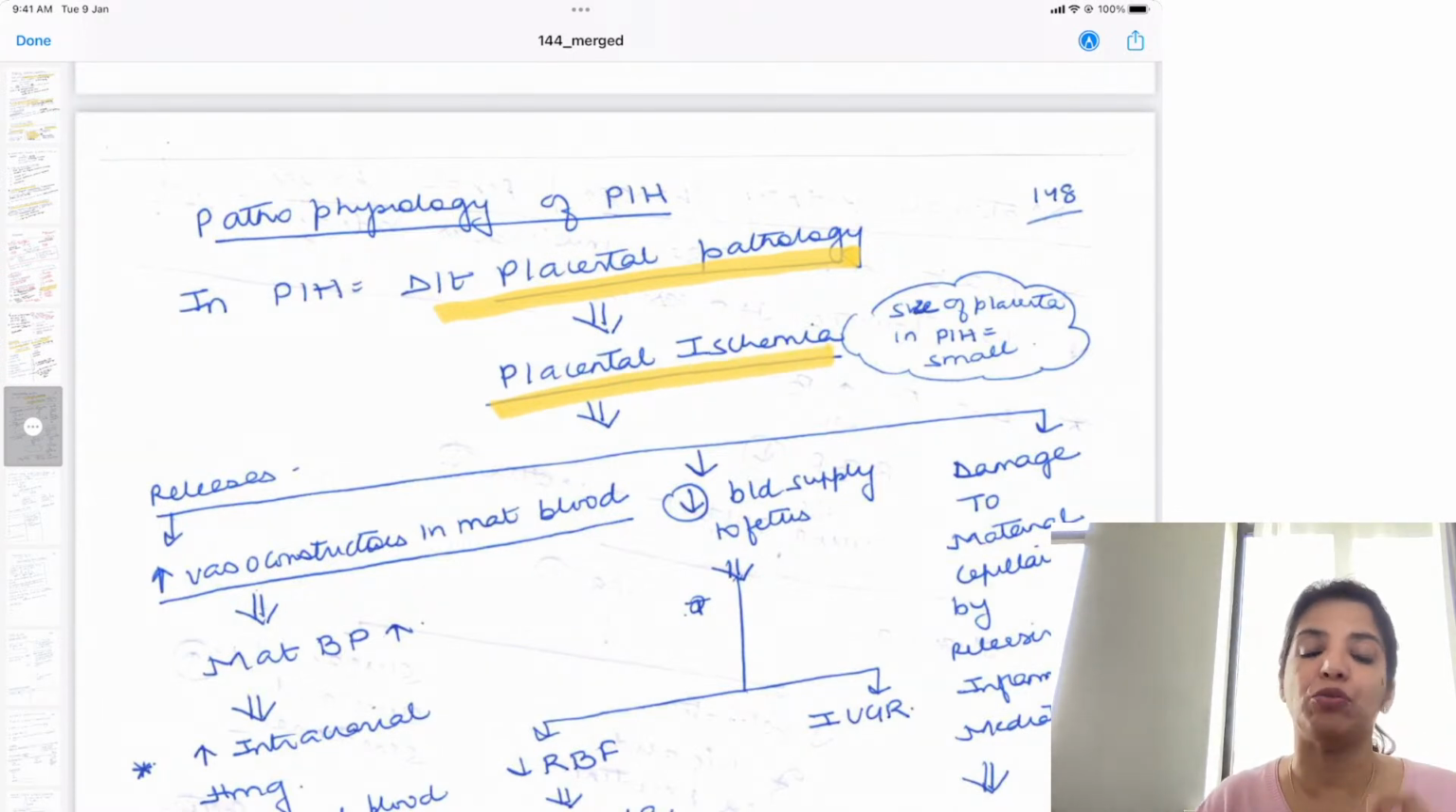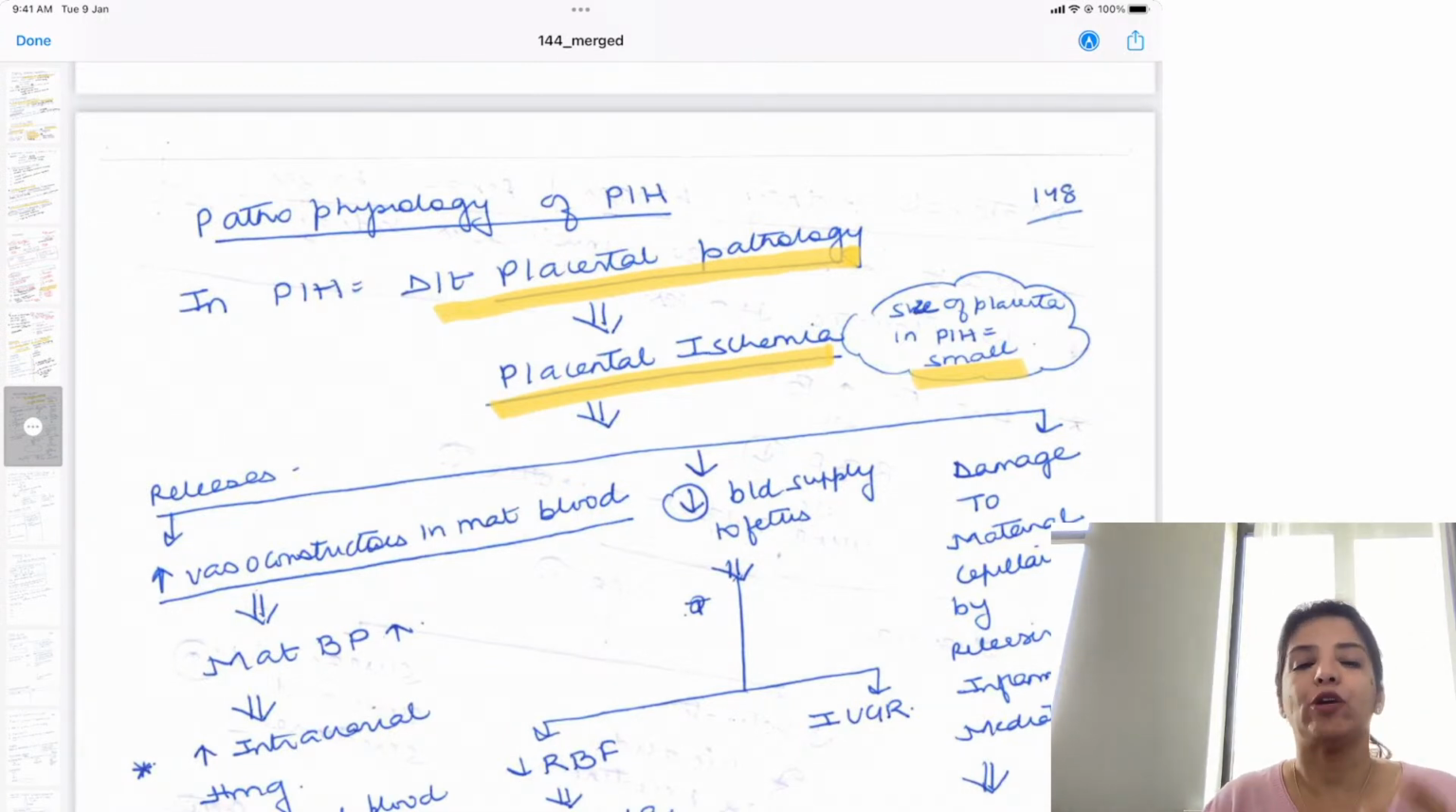Placental ischemia हो जाता है. And all of you know, जब प्लासेंटा का इस्कीमिया होगा, right, तो साइज क्या हो जाएगा? Size will be small. So if I ask you what happens to the size of the placenta in PIH, your answer will be size of the placenta in PIH becomes small.